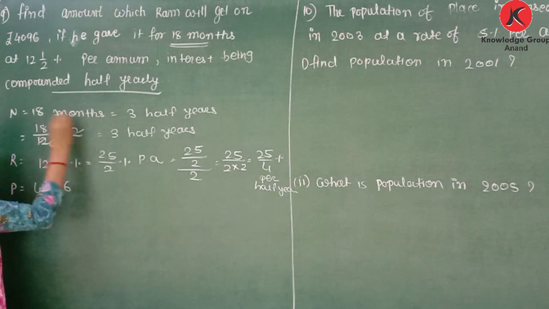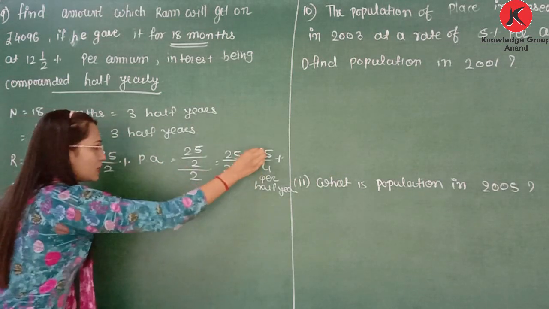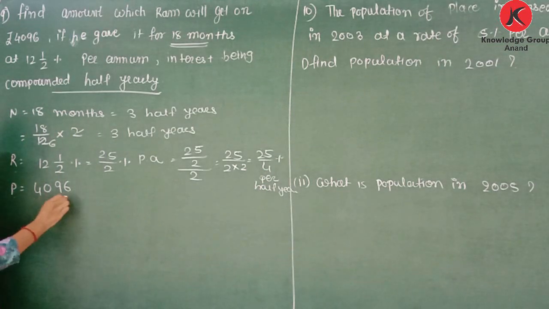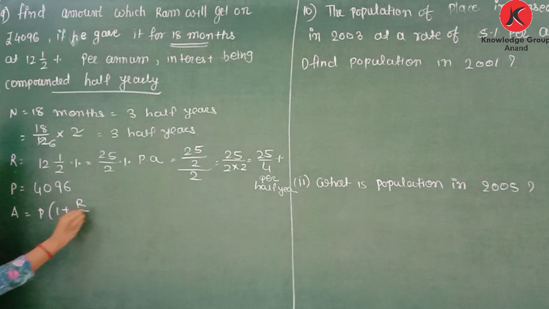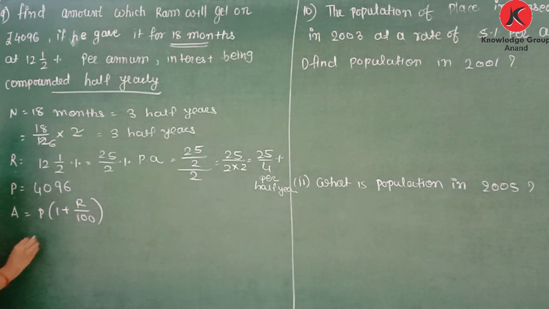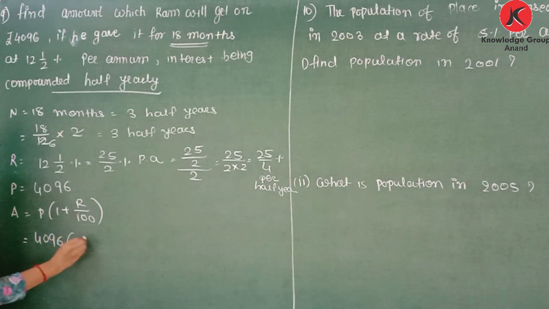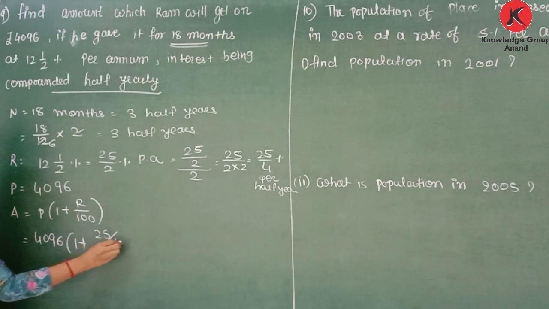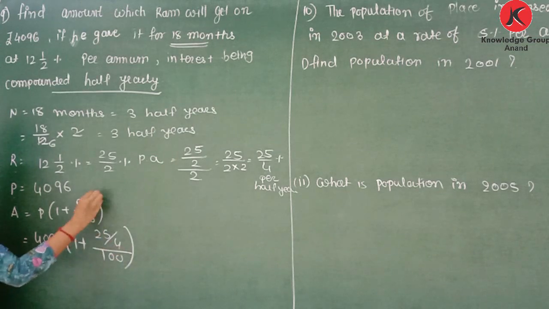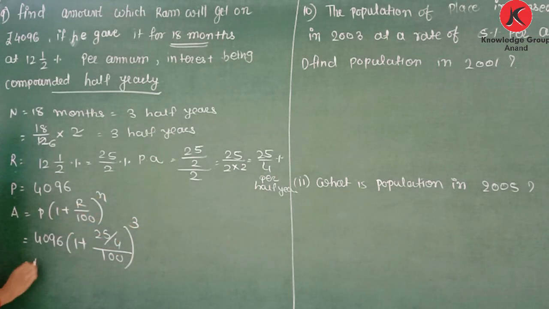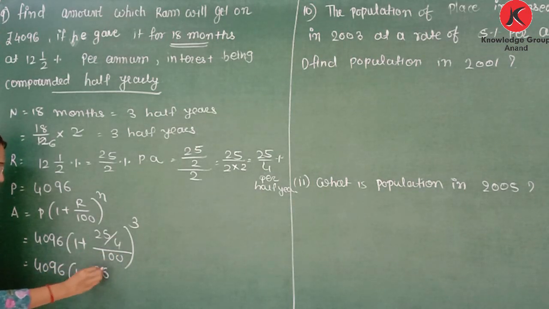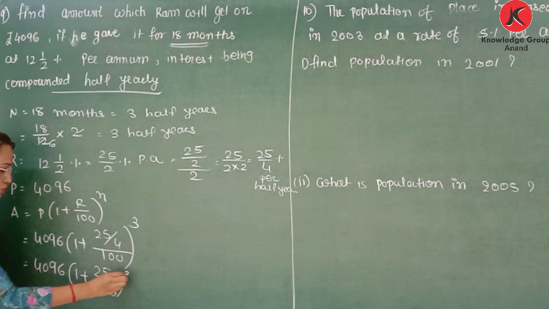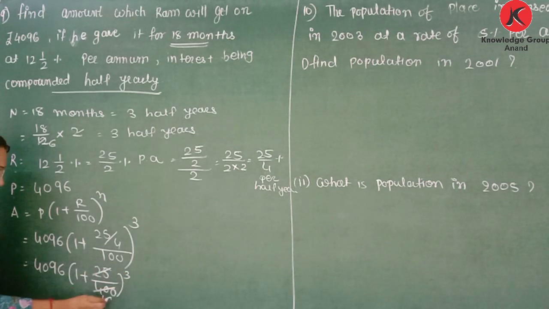Now we have value of n, that is 3 half years, rate of interest, that is 25 by 4, and P, that is 4096. So we can use the equation P times 1 plus R divided by 100 raised to n. 4096 times 1 plus 25 by 4 divided by 100, raised to 3. Now this 4 will multiply with 100, so it is 1 plus 25 by 400 raised to 3. 25 multiplies 16, that is 400.